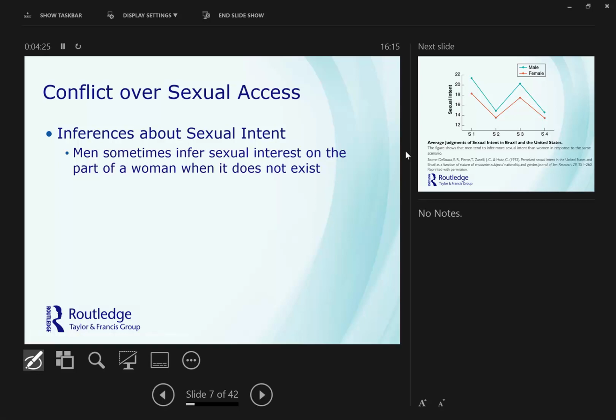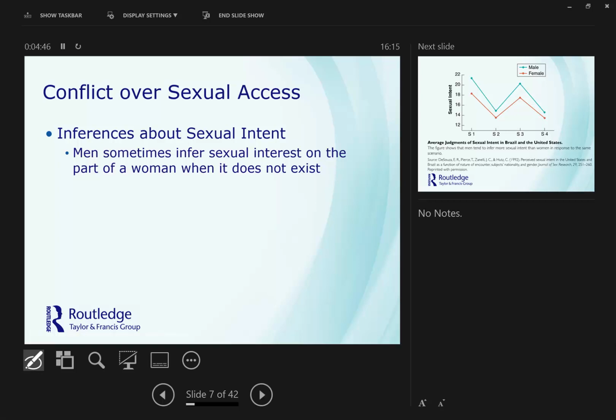So the thing to take away from this is that men will often or sometimes infer sexual interest on the part of a woman when it doesn't really exist. And why would men be more likely to do this than women? You're going to give me probably a lot of surface answers to this, and there are a lot of surface answers that can get you somewhere.